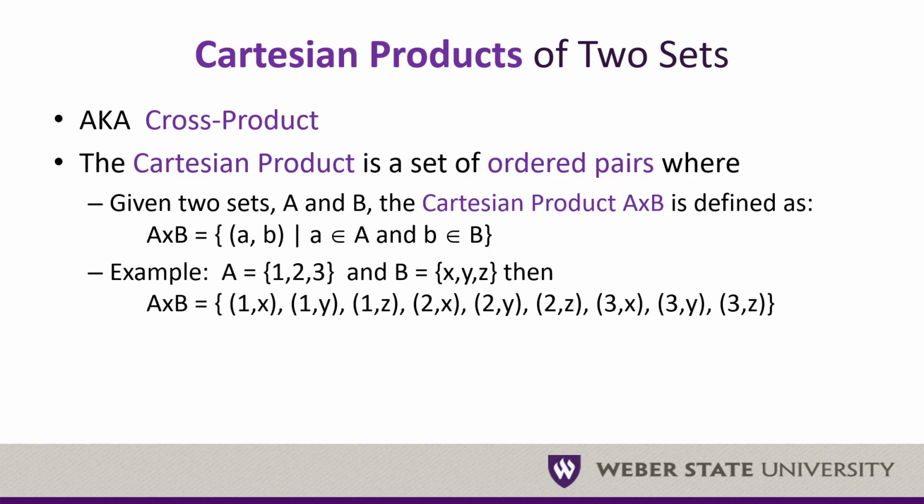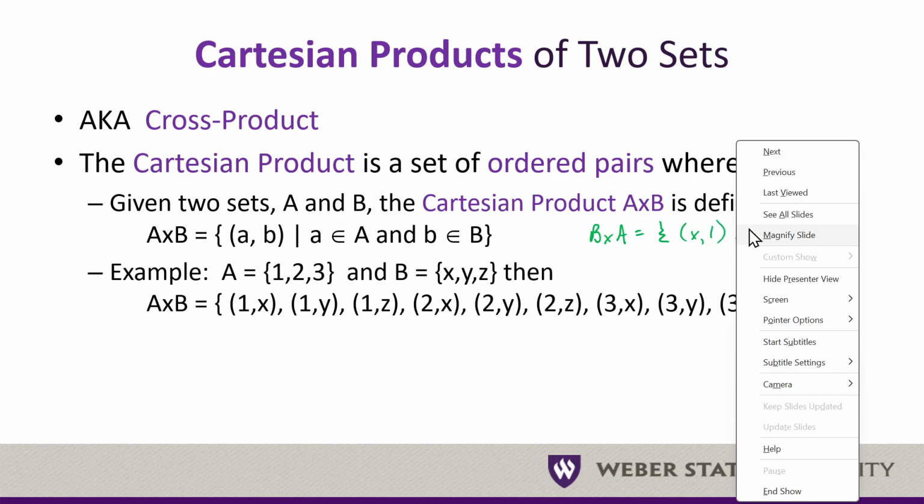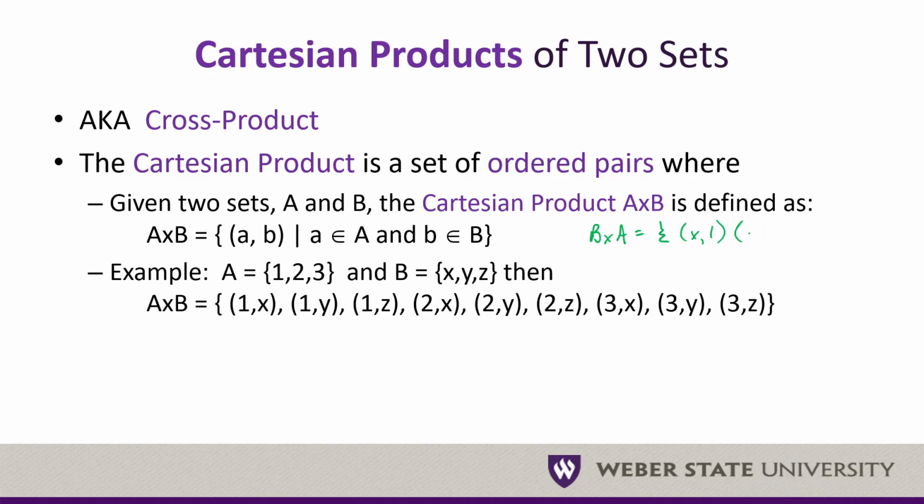Yes? So if it were B times A, then would X2 be an element in the set? Yes, it would. If I have B cross A, that would equal the set X comma 1, X comma 2, X comma 3, Y comma 1. Oh, no, it's not a curly brace. I'm not done yet. Y comma 2.